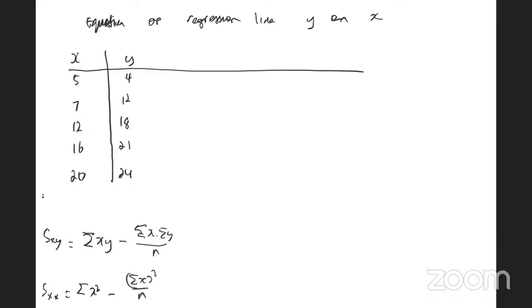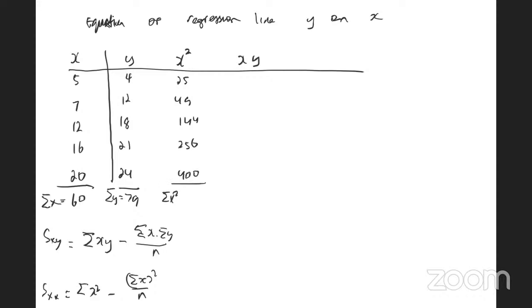So what does that mean? We need to get the sum of x. When I add up this, I'm going to do this fast in my head, that's 60. Then sum of y, I'm going to add up this fast here. This one's harder, 79. Nice. What do we need again? We need x squared. We need xy. So x squared, we're squaring all the x values. So that's 25, 49, 144, 256, 400. Add up x squared there.